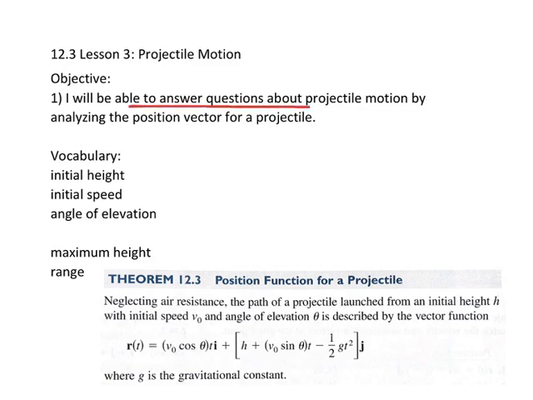So today we were able to answer questions about projectile motion by analyzing the position vector for a projectile. And in our lesson today, we also took the opportunity to review some concepts from Calculus AB about critical numbers, and that relative extrema occur only at critical numbers, how to test for increasing and decreasing functions, and the first derivative test for relative extrema.